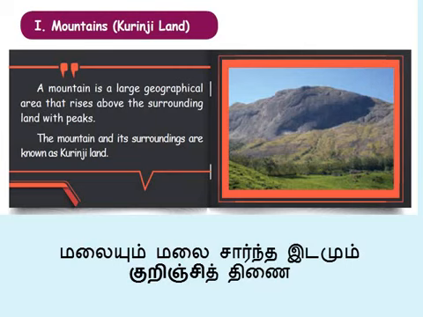What was called Kurinji land? The mountain and its surroundings are known as Kurinji land. What is a mountain, children? A mountain is a large geographical area that rises above the surrounding land with peaks. That means it will be rising above the surrounding lands, and it will be having peaks. Peaks are like cone-shaped heights.